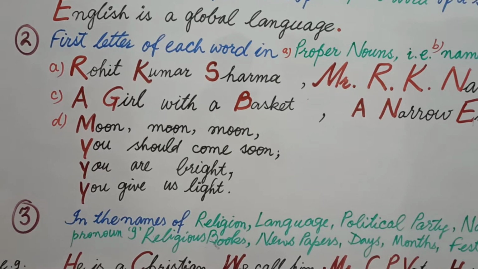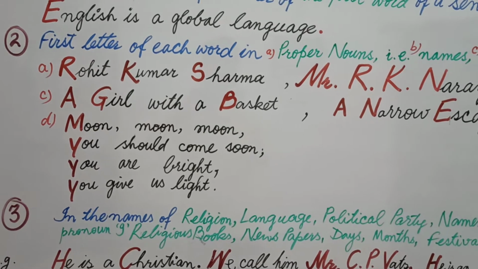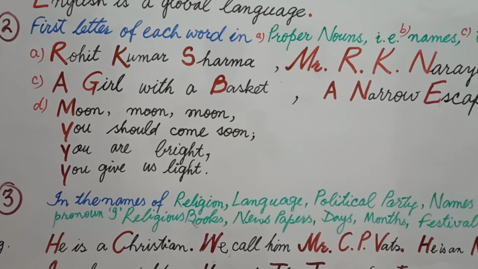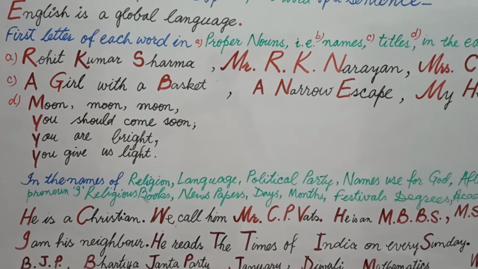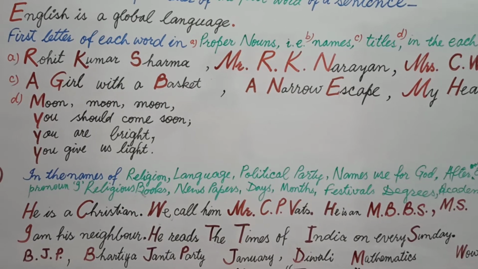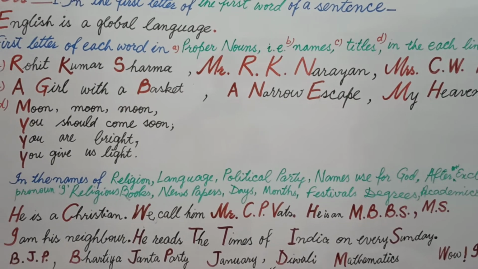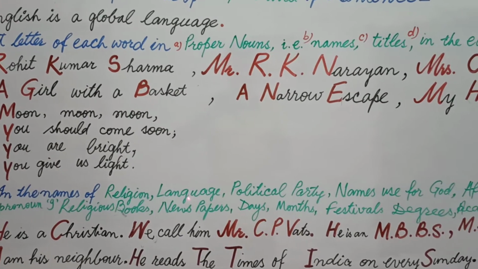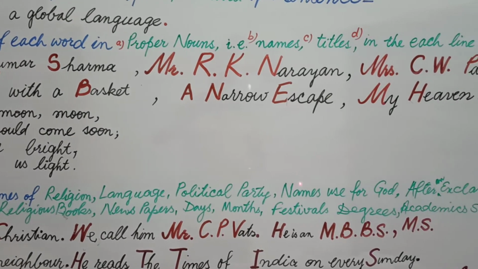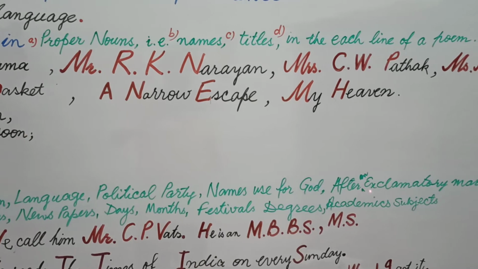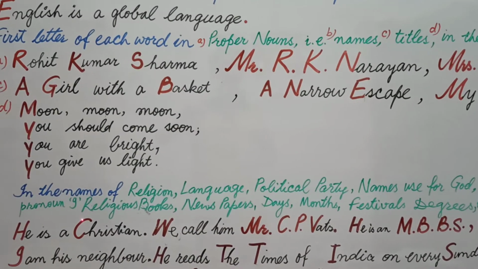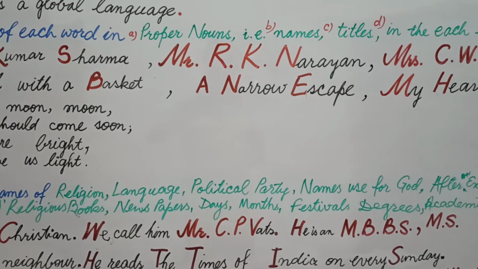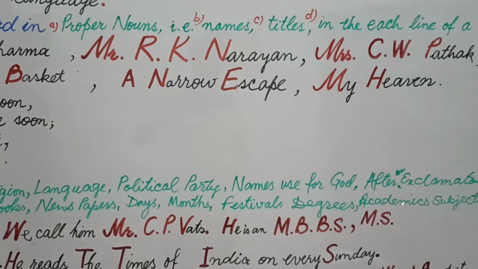Okay, and so I am going to revise it. Each line of every poem begins with a capital letter. Now students, there are various points that we should remember and use in our punctuation. Capital letter is used in the names of religion, language, political party, names used for God, after an exclamatory mark. Students, also a pronoun I, religious books, newspapers, days, months, festivals, degrees, academic subjects.